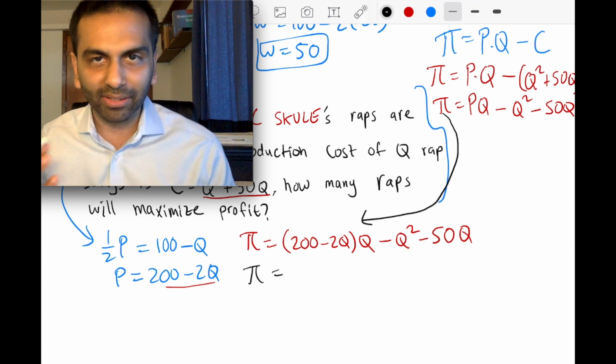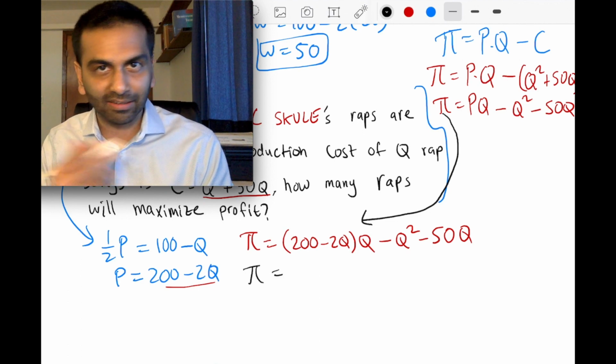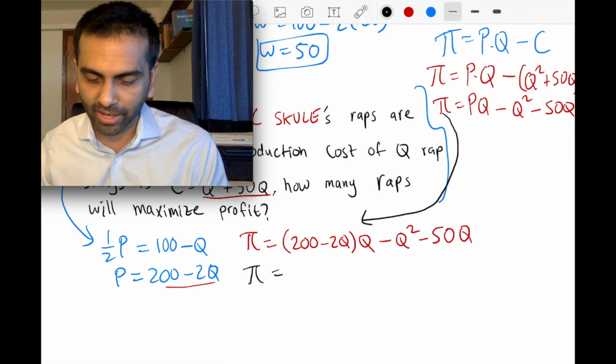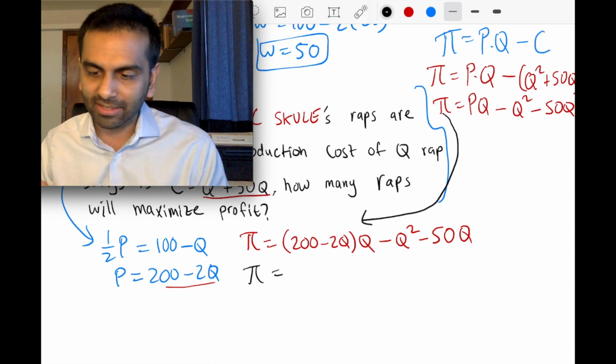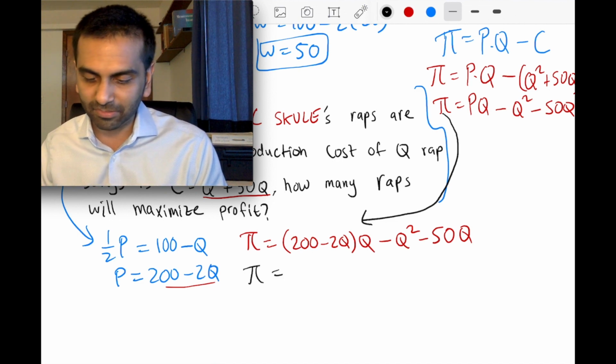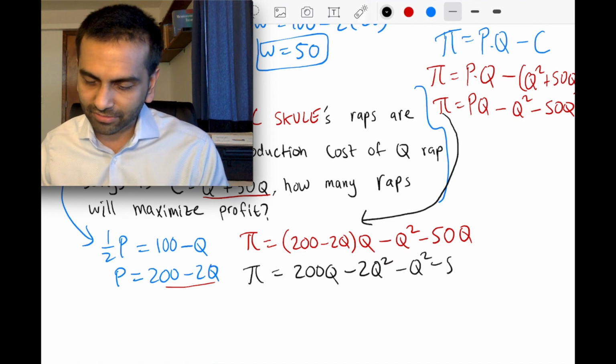To avoid that, you might as well not ask yourself to do things where you're likely to make those types of mistakes, like the product rule or distributing with negatives. So what I'll first do is simplify this as much as possible. Distributing this guy, I get 200Q minus 2Q squared, right? Distributing the Q to those. Then I have minus Q squared minus 50Q.